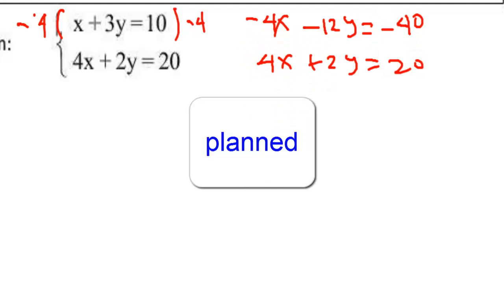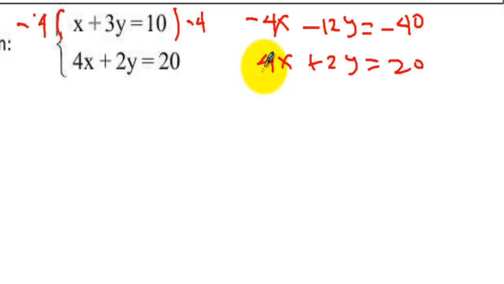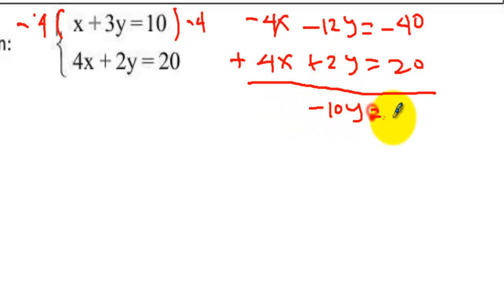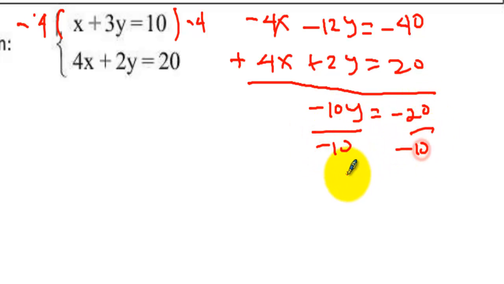And as we have planned earlier, we were able to create matching terms in terms of the x variable. Well, in this case, we have opposite terms. So once we add these two equations, we will end up getting negative 10y equals negative 20. So when you divide both sides by negative 10, we'll get y equals 2. From here, we can either use the first equation or the second equation. So this time, I'm going to use the first equation.